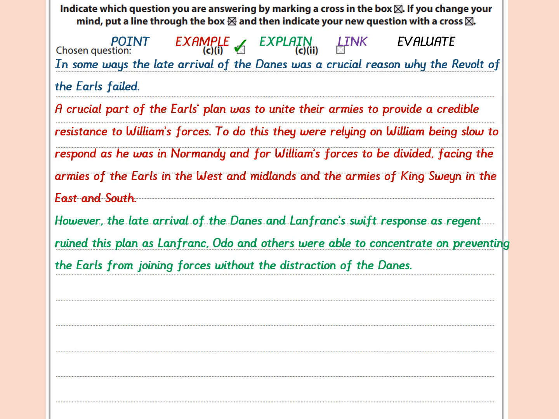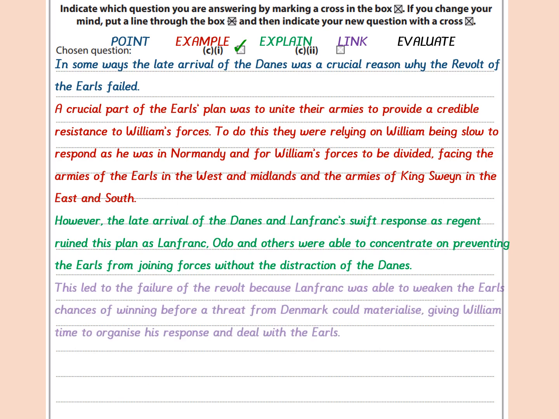However, the late arrival of the Danes and Lanfranc's swift response as regent ruined this plan, as Lanfranc, Odo and others were able to concentrate on preventing the Earls from joining forces without the distraction of the Danes. This led to the failure of the revolt because Lanfranc was able to weaken the Earls' chances of winning before a threat from Denmark could materialise, giving William time to organise his response and deal with the Earls.